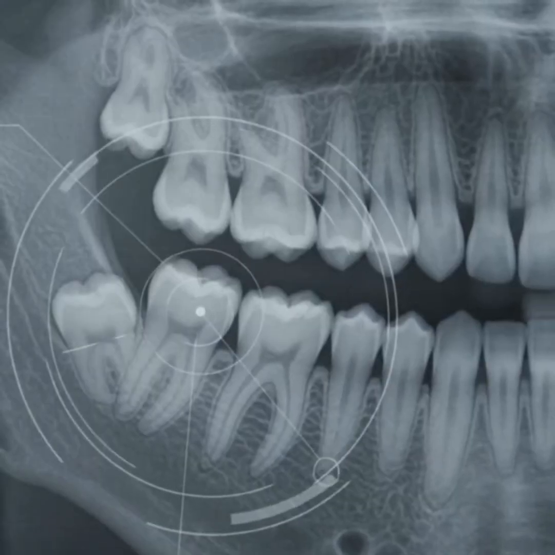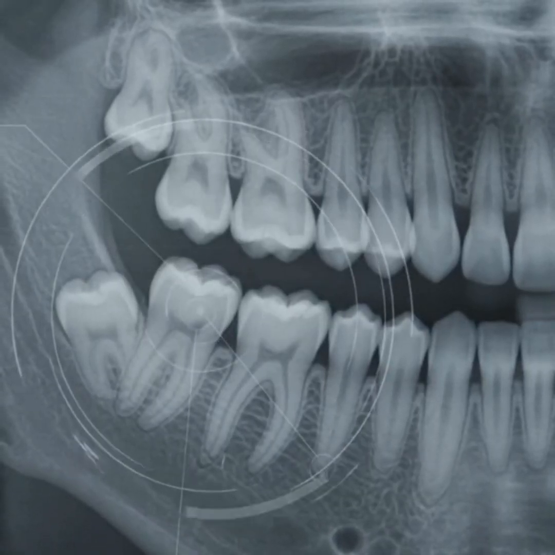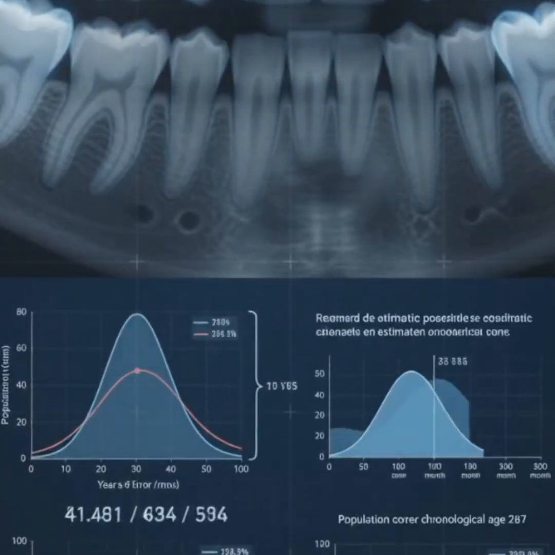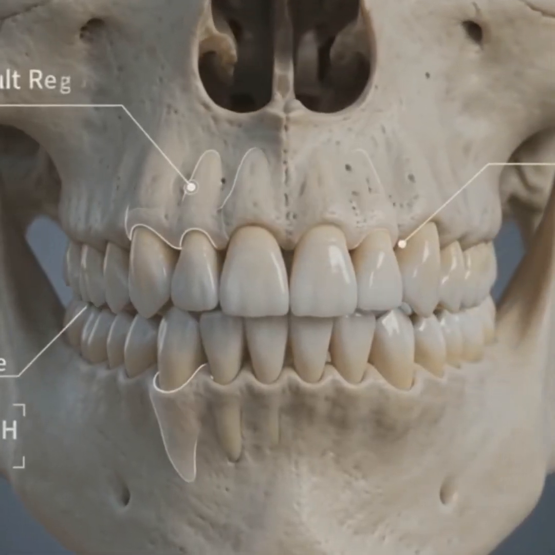The Demirjian method evaluates 7 left permanent teeth. Mineralization is classified into 10 stages. These estimate age with a typical margin of error. For adults, estimation relies on regressive changes.